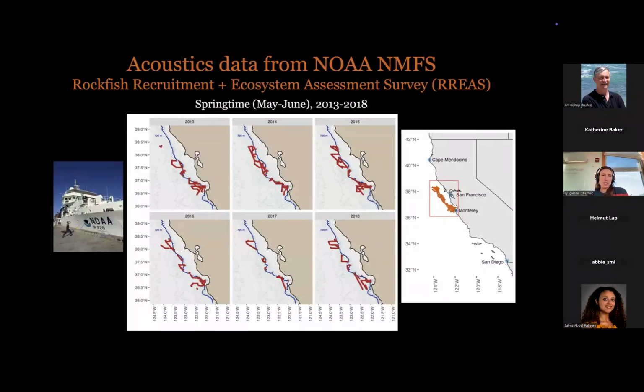To address this question, I used data from the NOAA National Marine Fisheries Service Rockfish Recruitment and Ecosystem Assessment Survey. This is an annual survey that occurs in the spring, to correspond with upwelling along the California coast. This is a map of California on the right, and the survey covers the entire range from the Oregon to Mexican borders, but we focused on the central core region, which is what I'll be talking about today, and those waters that were deeper than 725 meters, so off the shelf, even though a lot of this survey is closer to shore.